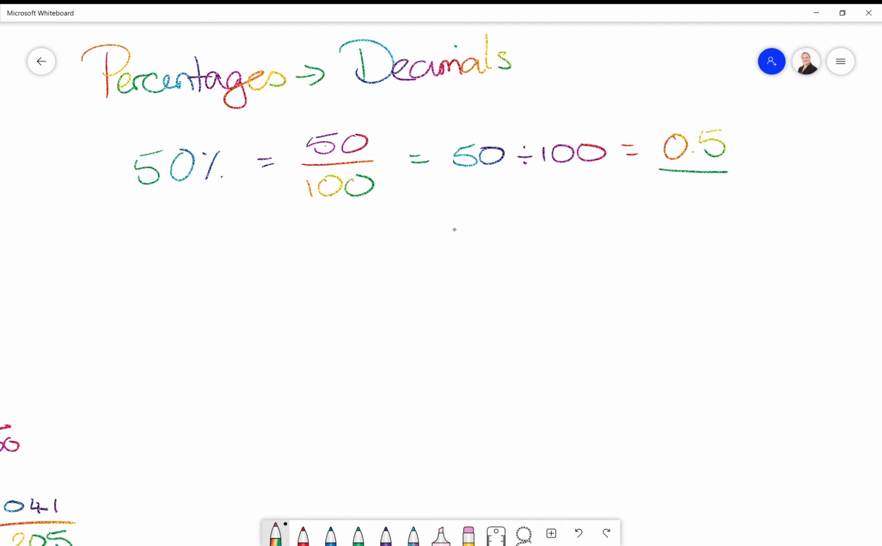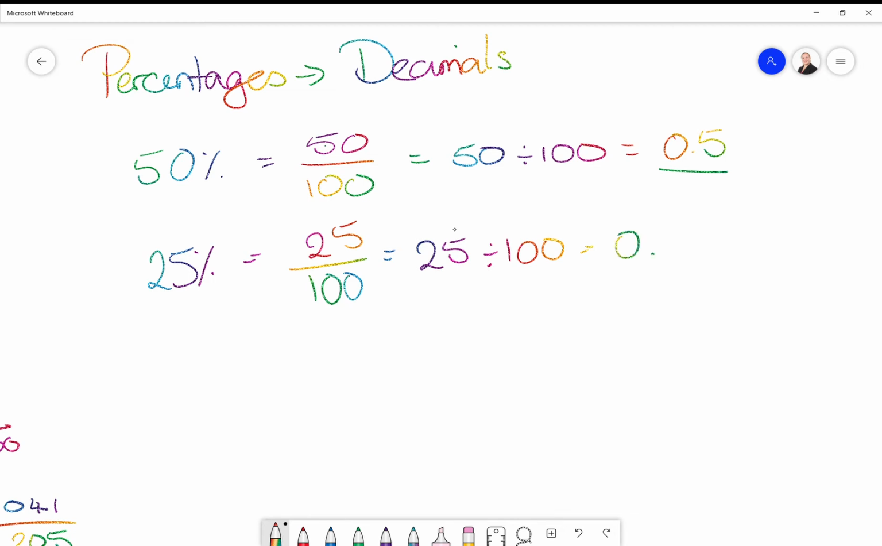So let's have a look at 25% as a decimal. So 25 goes to 25 over 100. So that's the same as 25 divided by 100. Now when I divide by 100, my decimal point moves twice. It doesn't really, all my numbers move. We've talked about that before, but it looks like my decimal point moves twice. So it's that.